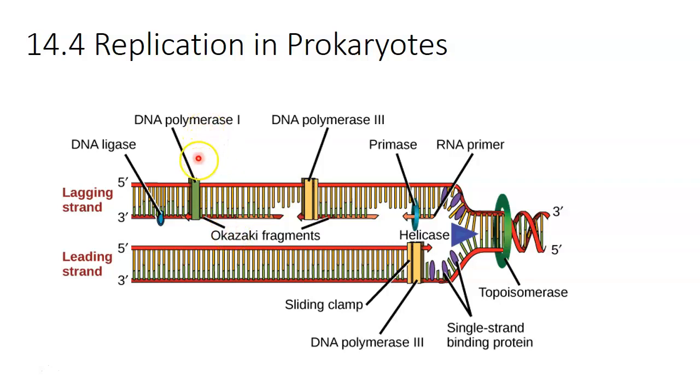DNA polymerase 1 is coming in and it's filling in the gaps. DNA ligase is coming in and it is sealing up the backbone. So all of the RNA primers will end up getting removed and filled in with DNA eventually. So there won't be any RNA in our DNA.